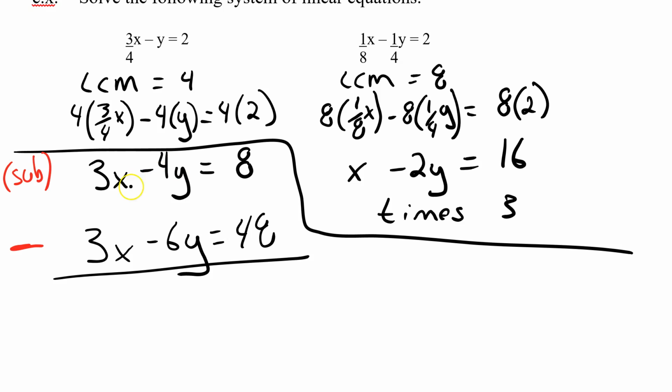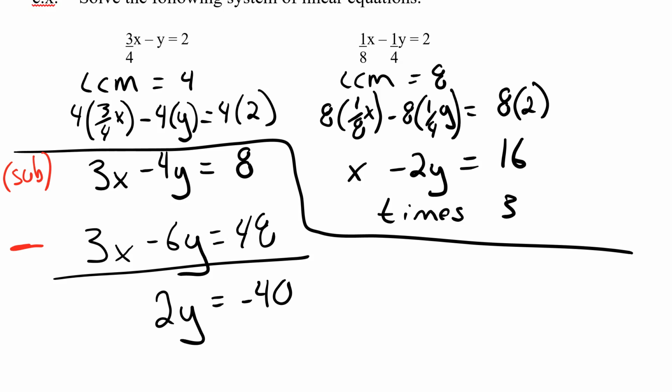Negative 4 subtract negative 6. Remember, subtracting a negative turns into addition. So I really say to myself, negative 4 plus 6, which is 2. So I get 2y. Then I've got 8 minus 48 gives me negative 40.